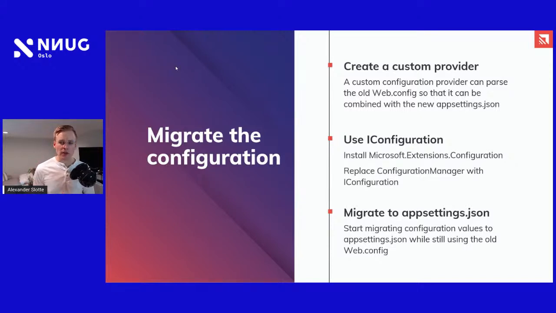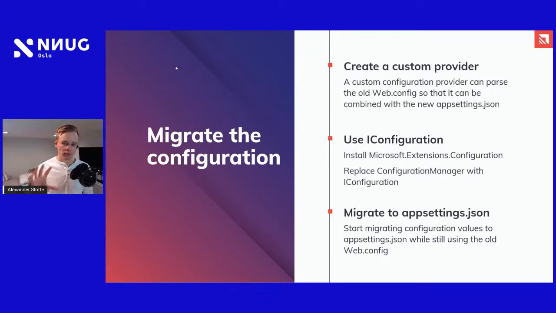The next thing you can do here is to rip out the System.Configuration.ConfigurationManager, because that's the old way of handling configurations. You instead want to install the Microsoft.Extensions.Configuration library, and you want to inject IConfiguration everywhere that's working. So the custom provider will build an IConfiguration for you, and you can then inject it everywhere.